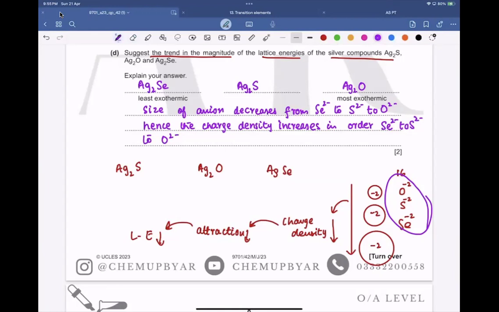Hence, we can write that the attractive forces increase. The stronger the bond, the more exothermic it is, right? So the attractive forces increase in order from selenide to sulfide to oxide, or you can write in exactly the reverse argument. Is this clear to all of you?